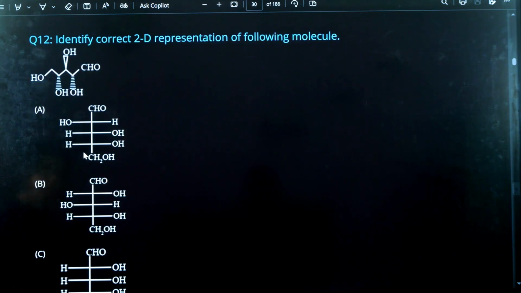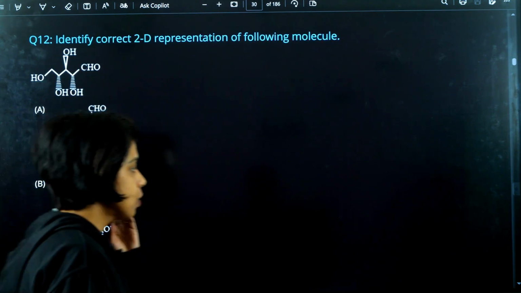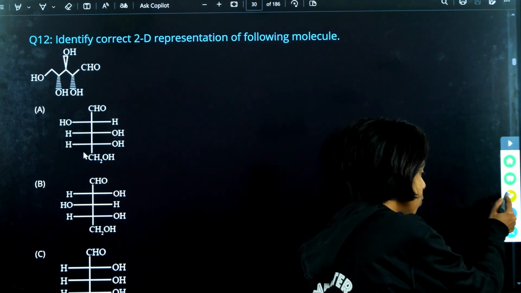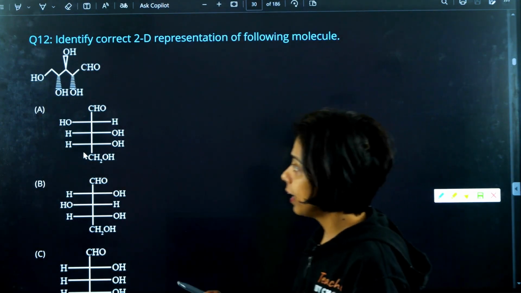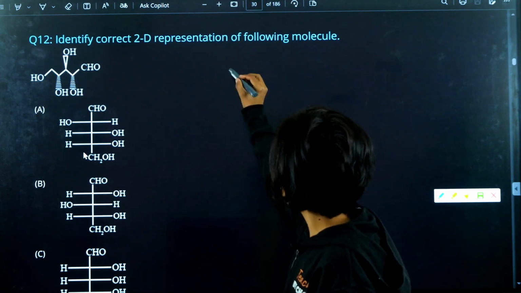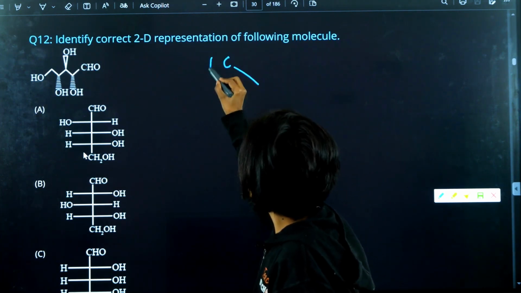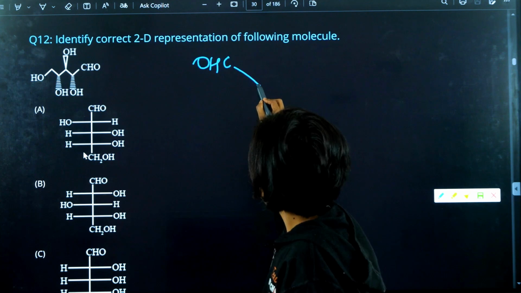Identify the correct 2D representation of the following. This is a 3D representation and you are supposed to convert it into a Fischer projection, the 2D projection. Let me tell you how I do it. So this is CHO.